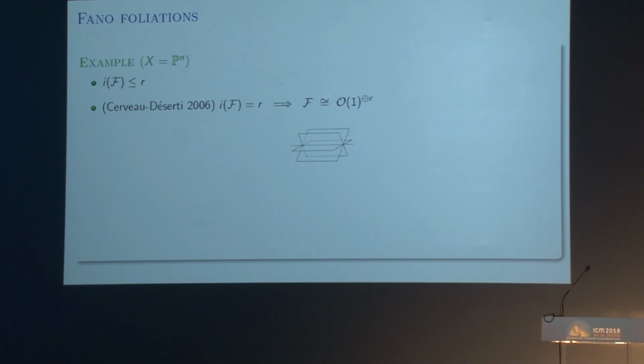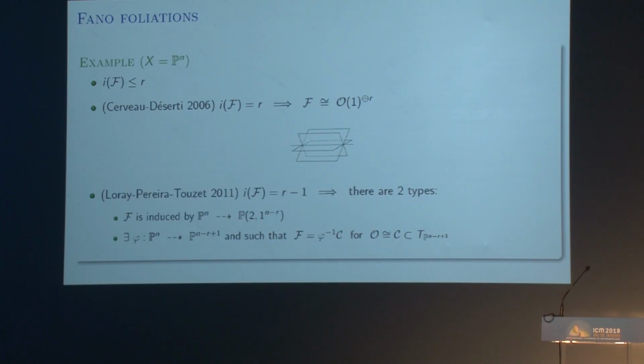Now, one can look at the next case and ask what happens when the index is one less. Again, these have been classified by Loray, Pereira, and Touzet, and they show that there are two types of foliation with index r-1. One is, again, algebraically integrable. It's induced by a rational map to a weighted projective space defined by a quadratic polynomial and n minus r linear forms.